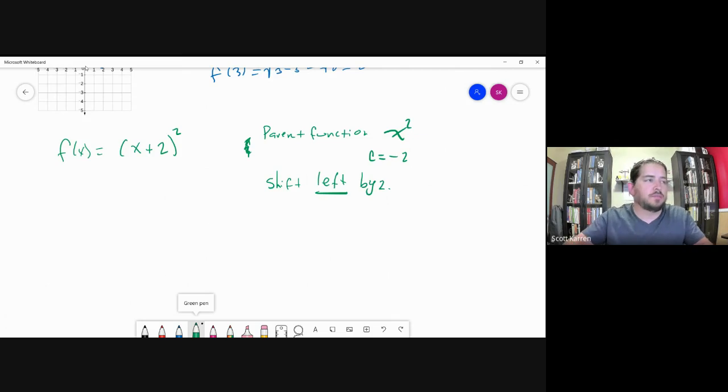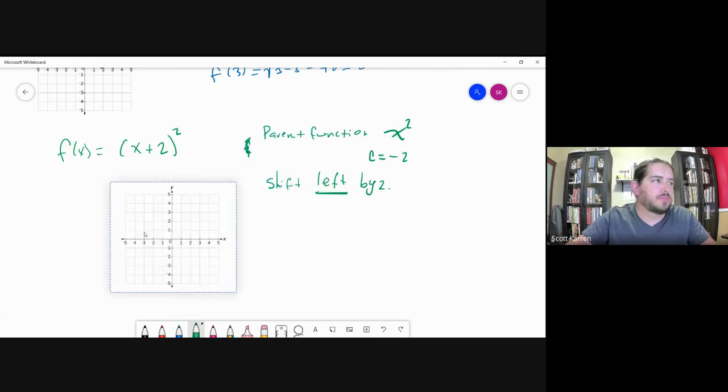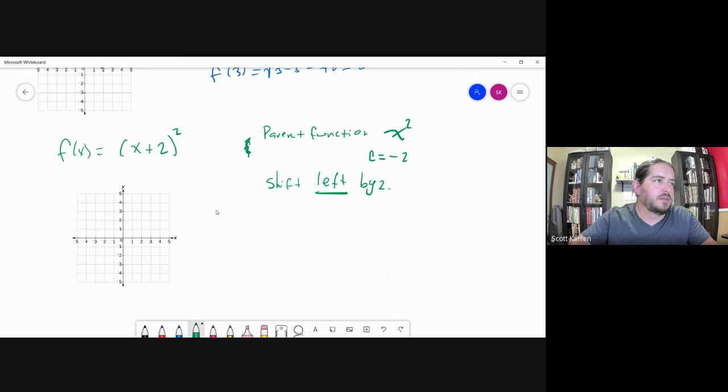So I can draw that. It's just the x squared. It's shifted left by 2, so it should look like something like this. You know, again, not a great drawing, but it's the parabola that's shifted over there to the left by 2. All right.